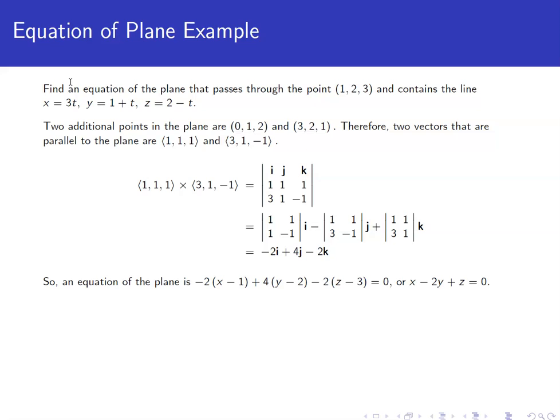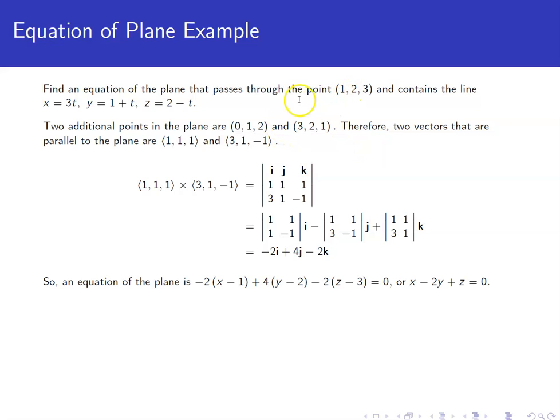I can find two additional points in the plane pretty straightforwardly just by plugging in a couple of values for t. I can plug in 0 for t to get the point (0, 1, 2), and I can plug in 1 for t to get the point (3, 2, 1). Now I can use the point (0, 1, 2) as a base point, and my points (1, 2, 3) and (3, 2, 1) as my other terminal points to find two vectors.